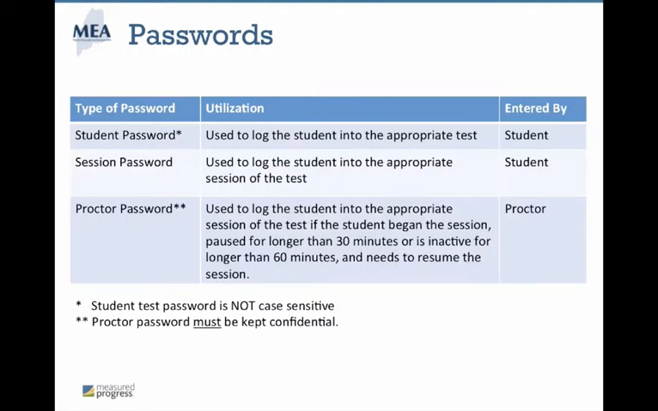We've talked about a few different kinds of passwords here. So a student password is used to log the student into the appropriate test, and it's entered by the student. That password is available on the student test login tickets. The session password is used to log the student into the appropriate session of the test. It's entered by the student. It's available on the first page of the student test logins printout, as well as in the test session's details. And the Proctor Password is used to log the student back into a test if the student has paused for longer than 30 minutes or has been inactive for longer than 60 minutes and needs to resume the session. It must be kept confidential, and that is entered by the proctor.